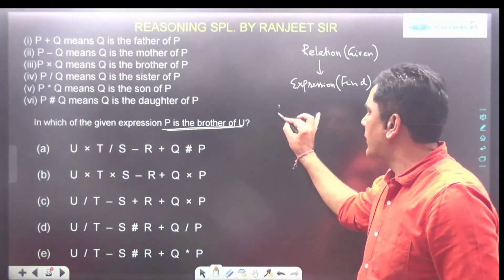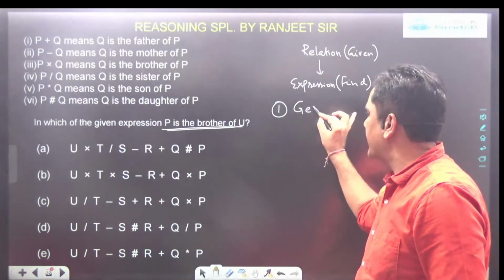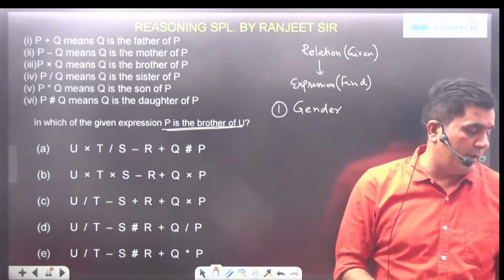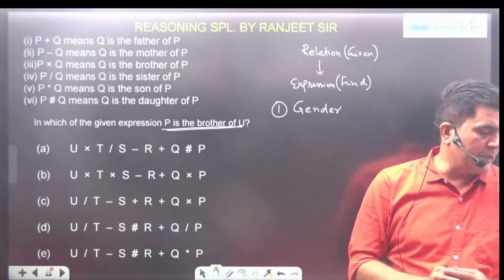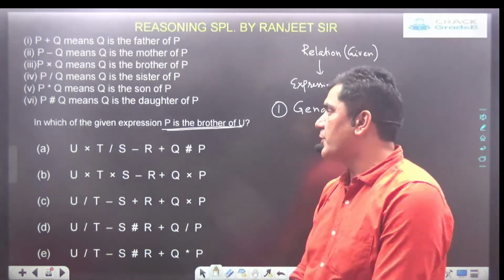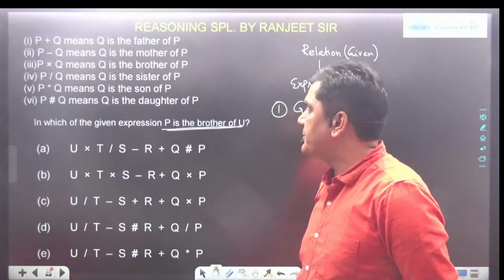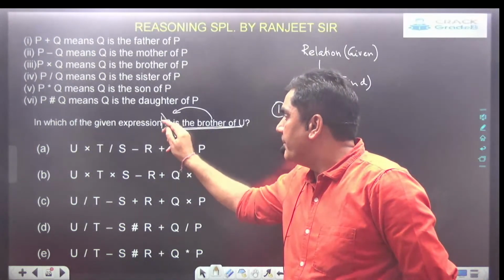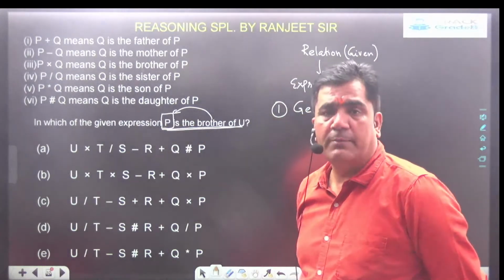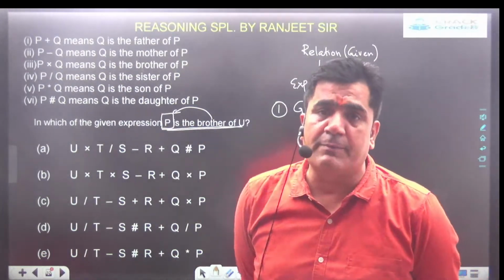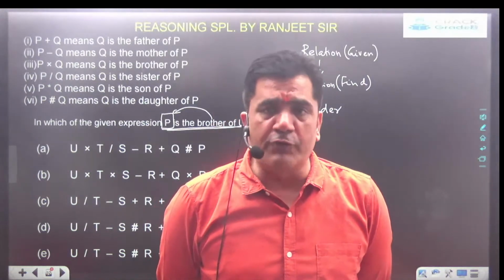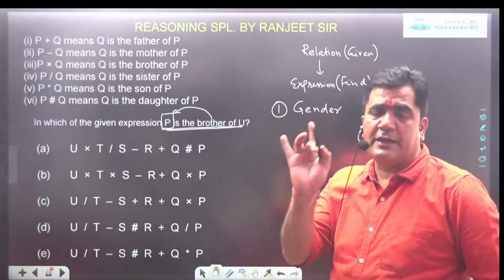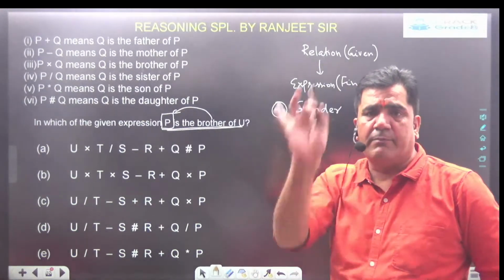So step number 1 is what? First you need to see the gender of the variable. Gender means what? Here they have given: in which of the following expressions is P the brother of U. So P is the brother means what? P must be male, as no female can be the brother of anyone. So first I will check whether P is male. So the first condition is P must be male.